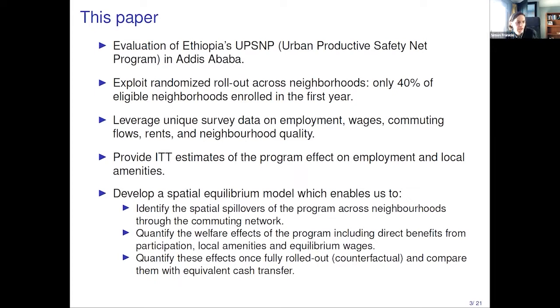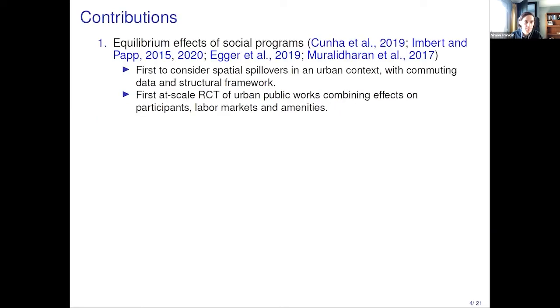We're going to start by showing basic what we call ITT estimates, just the effect of living in a treated neighborhood of the program. And that's going to give us a guide to where we want to go as we develop the spatial equilibrium model, which is really quite simple. All it's really going to do is give us a way to identify the spatial spillovers of the program through the commuting network using the commuting data we have. And then if you believe the model, it's going to take us to the next step of allowing us to quantify the total welfare effects of the program and do counterfactual simulations of different types of program analysis.